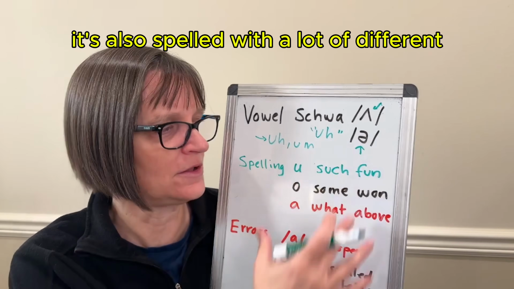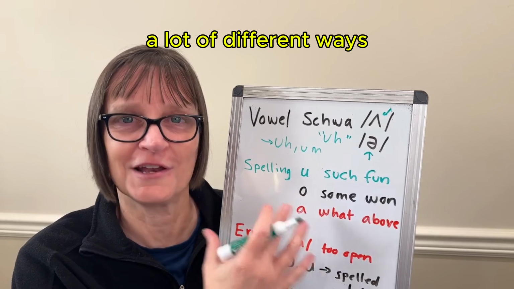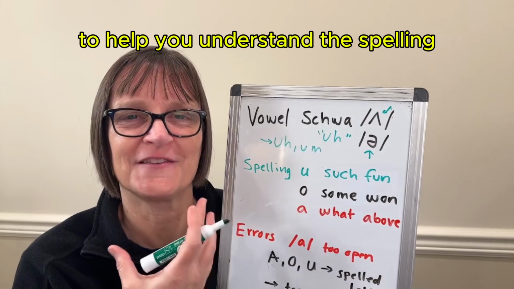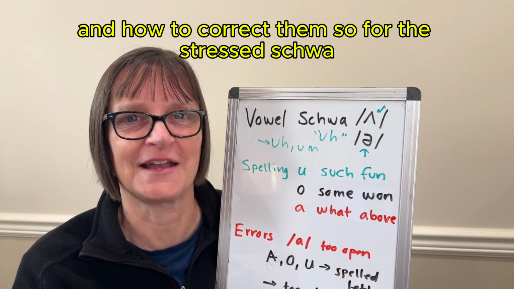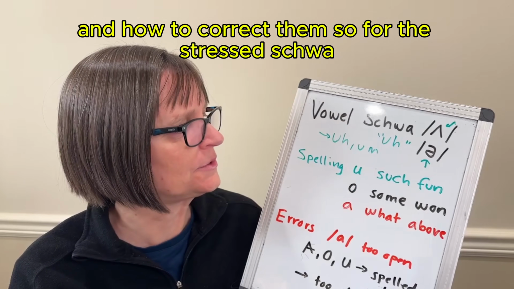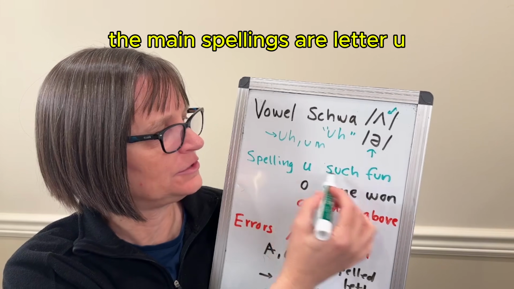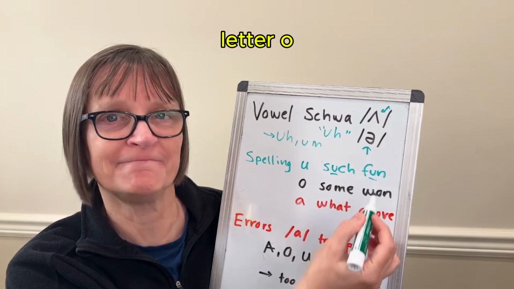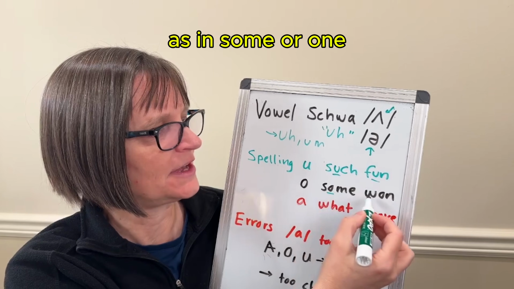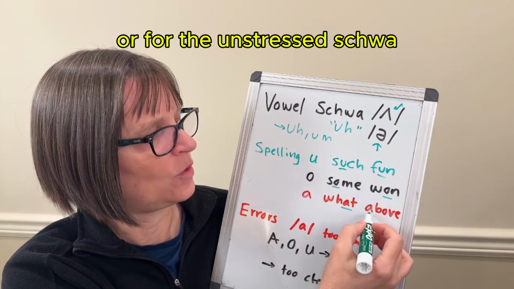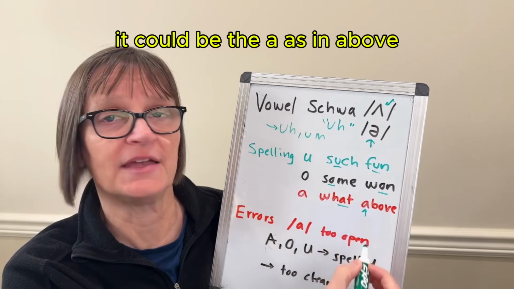It's also spelled with a lot of different ways, and let's break that down for you to help you understand the spelling, the accent error patterns, and how to correct them. So for the stressed schwa, the main spellings are letter U, as in such or fun, letter O as in some or one, or letter A as in what. Or for the unstressed schwa, it could be the A as in above.